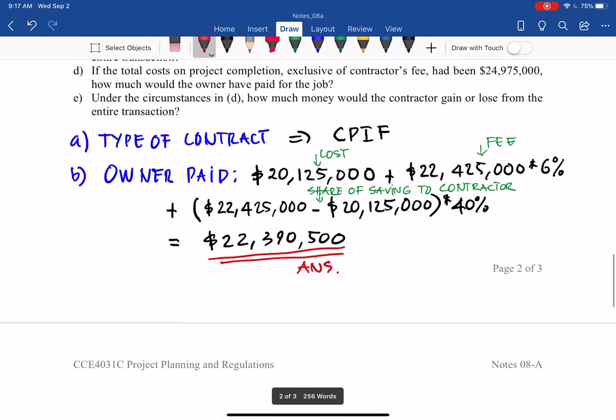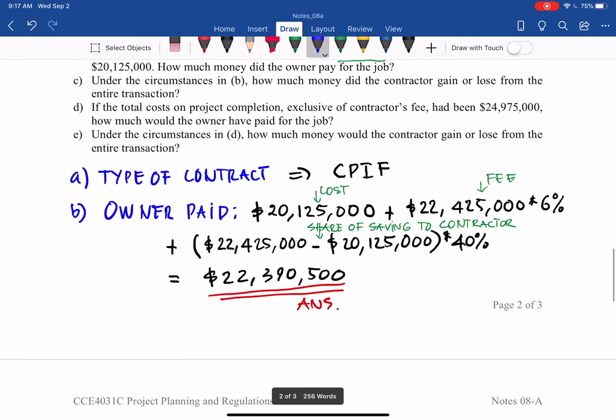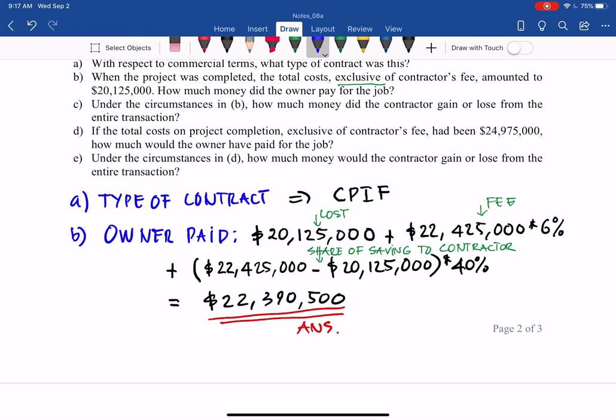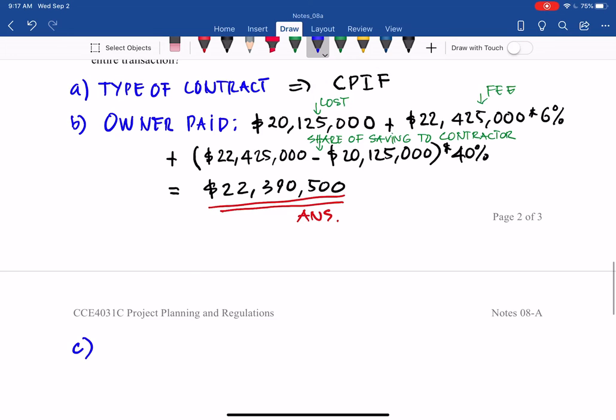And then C, under the circumstances in B, how much money did the contractor gain or lose from the entire transaction? So gain or lose, C. In that same scenario, you can see what the contractor gains or loses. In this case, for sure, it gains because there is saving. The project is under budget, so we can show it gains, but how much it gains, we are going to determine.